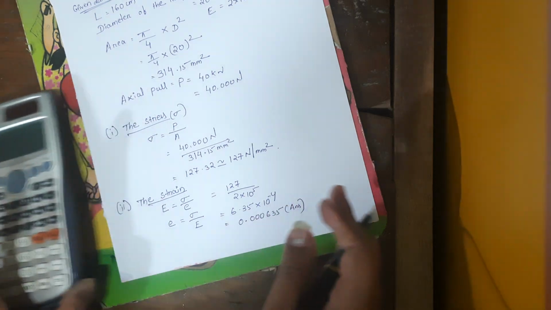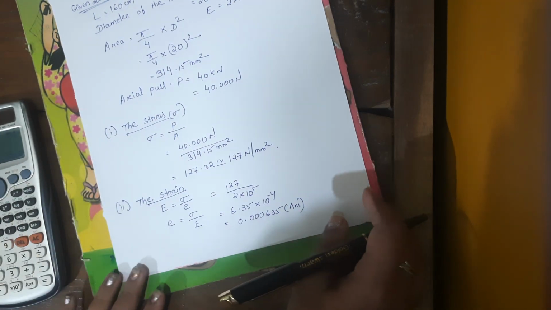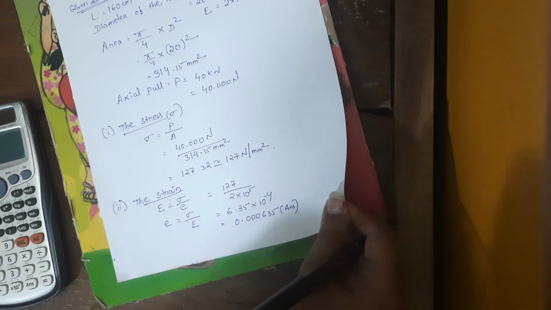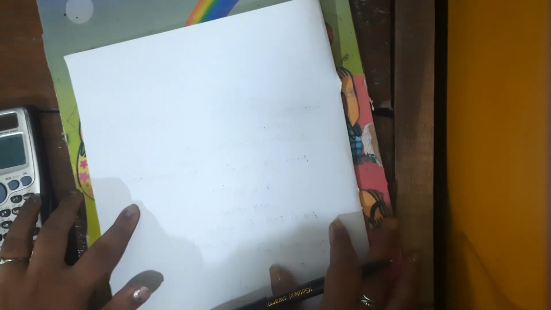Unitless. So in this case, the unit is not given, since this is the strain value. After that, we have calculated the Young's modulus of the rod.